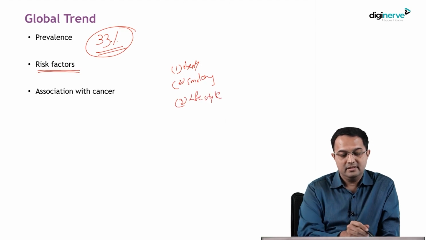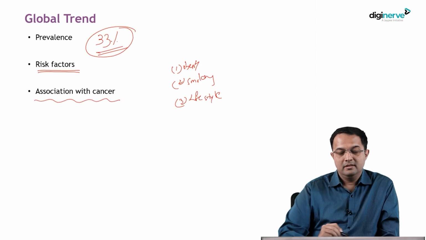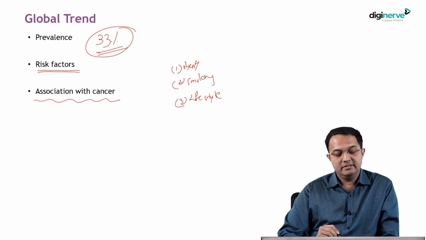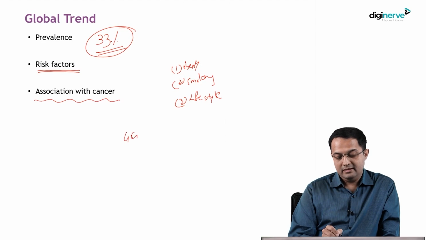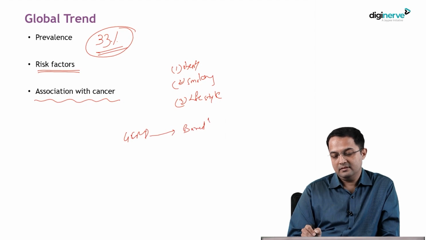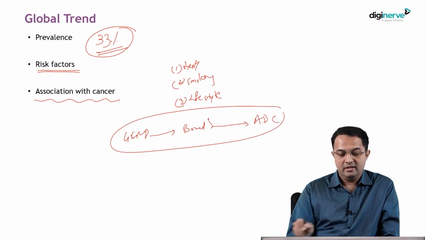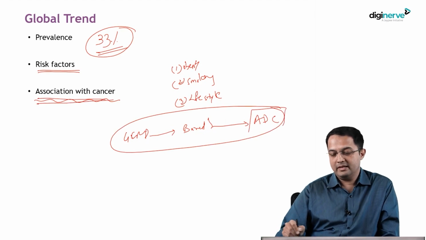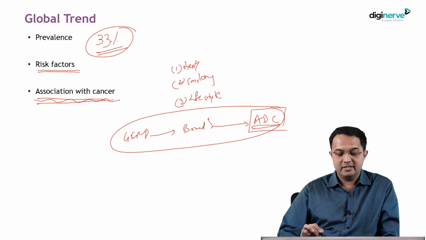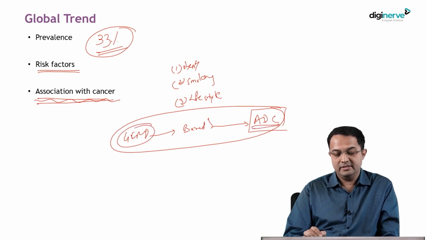We know that gastroesophageal reflux disease is closely associated with cancer. What will happen is GERD, and some of these patients will have Barrett's, and then these patients may end up having adenocarcinoma. So there is a risk of cancer. In the West, adenocarcinoma of the lower end of the esophagus is one of the most common cancers, because of the higher incidence of GERD.